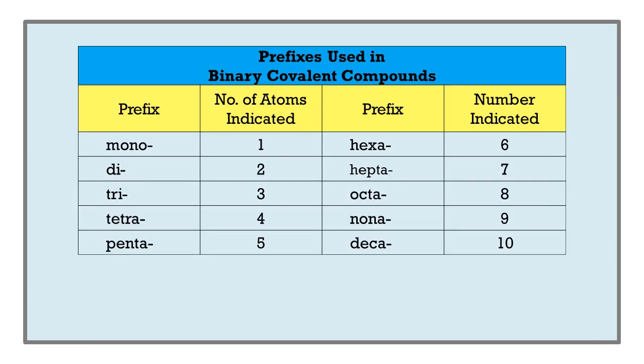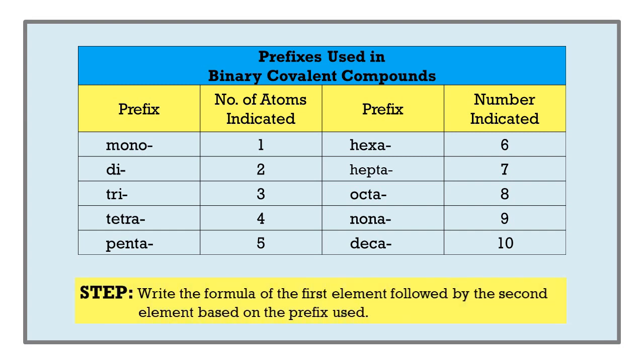These are the prefixes used in binary covalent compounds. Mono indicates one atom. Di indicates two atoms. Tri indicates 3 atoms, while tetra indicates 4 atoms, and so on. The steps when writing formulas for binary covalent compounds are very easy. Just write the formula of the first element followed by the second element based on the prefix used.